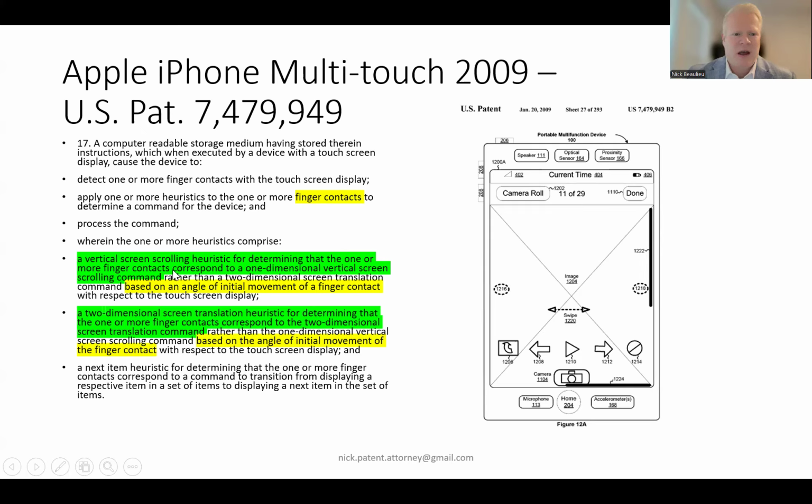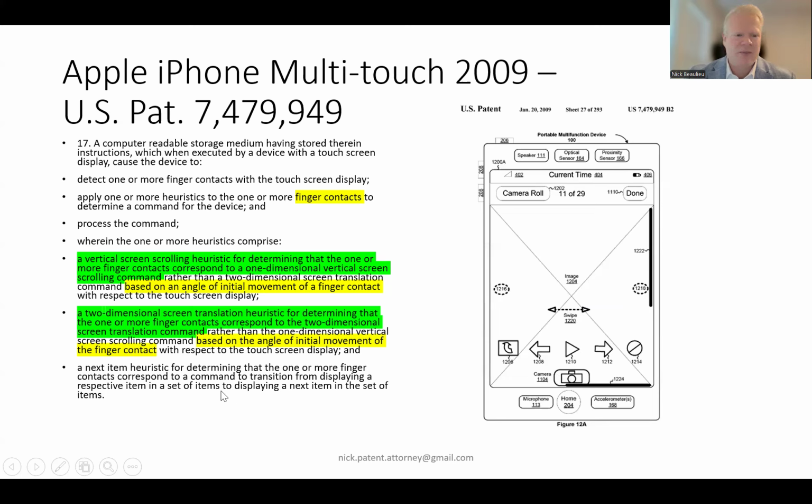So this is a picture from the patent, and you have the vertical scroll bar on the right. So this first vertical screen heuristic, this is saying that you have a one-dimensional movement along the vertical axis. Next, we have a two-dimensional screen translation heuristic for determining that the one or more finger contacts correspond to the two-dimensional screen translation command rather than one-dimensional vertical screen scrolling command based on an angle of initial movement of the finger contact with respect to the screen display. So I think that's this other swipe here, and you have the bottom.